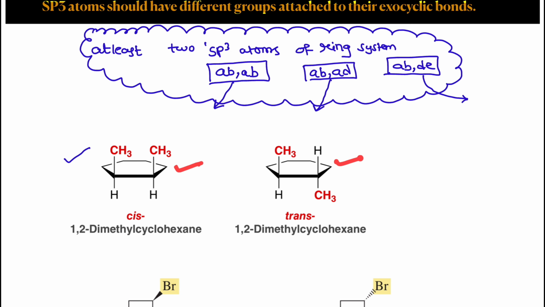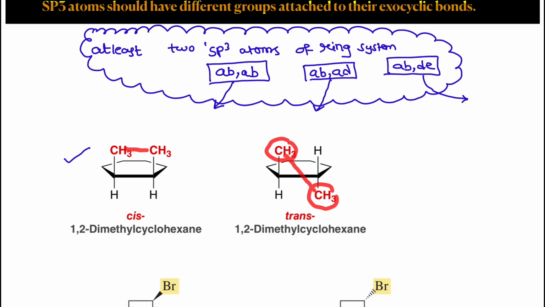This one and this one have the same molecular formula, structural formula, connectivity, everything is the same. The difference is spatial orientation. Here the methyl group is above, here the methyl group is below. Above and below here mean with respect to the planar ring.